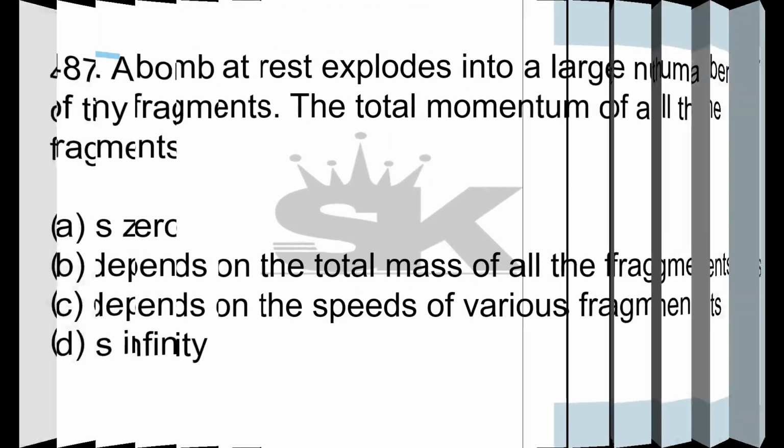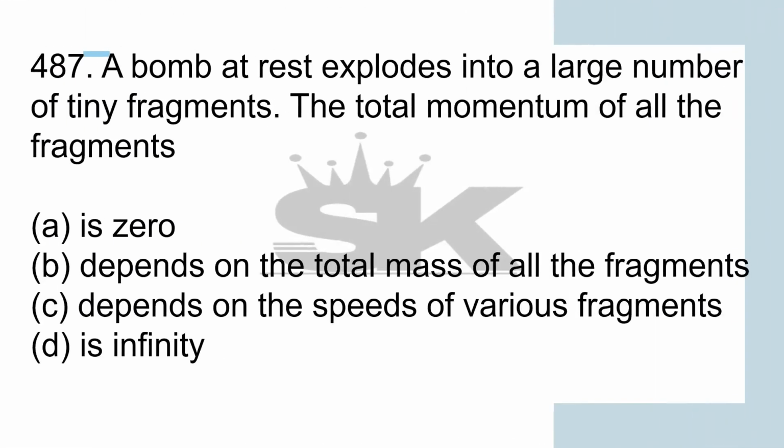A bomb at rest explodes into a large number of tiny fragments. The total momentum of all fragments is zero. This is a direct consequence of the law of conservation of momentum, which states that the total momentum of a closed system remains constant. Since the bomb was initially at rest, its initial momentum was zero, and therefore the total momentum of the fragments after explosion must also be zero.